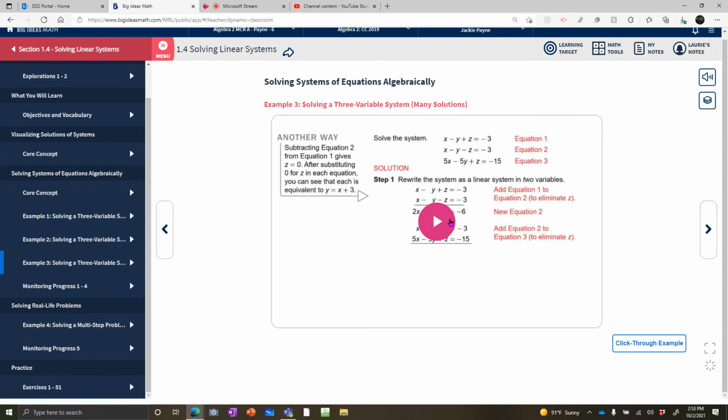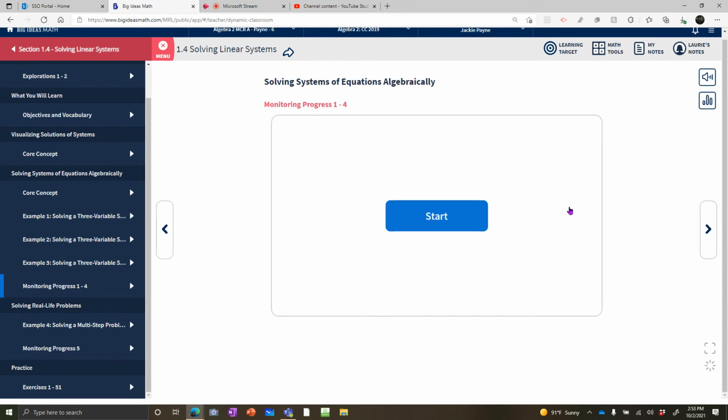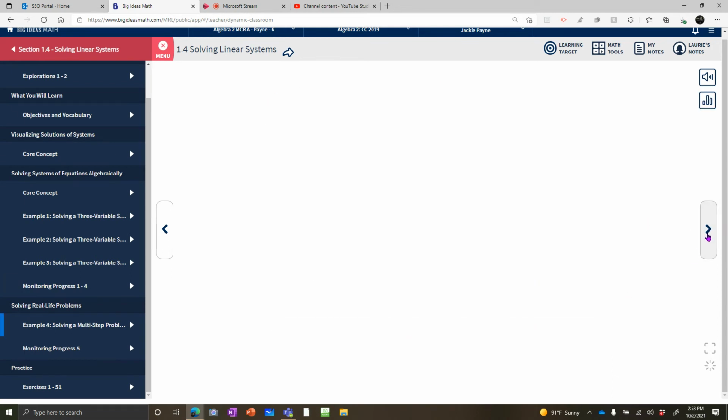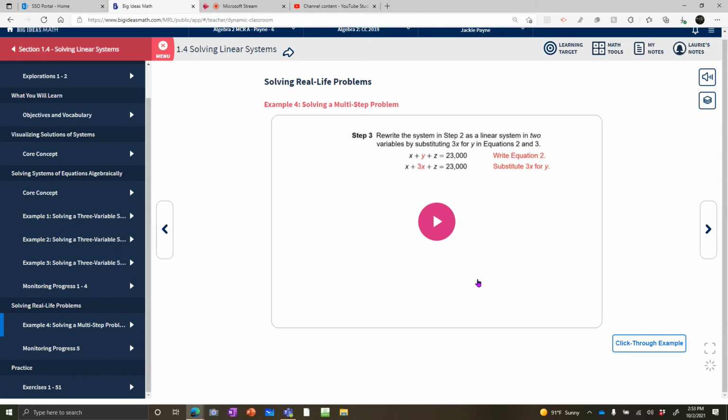This is another example where you get the same thing equal to itself. You get an identity, and so that's many solutions. I'm going to continue on because I want to do the real life example. These are examples we can do together in class, but this is where I wanted to get to.